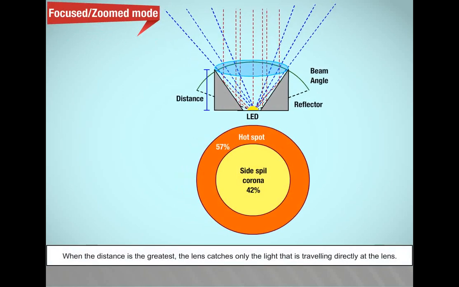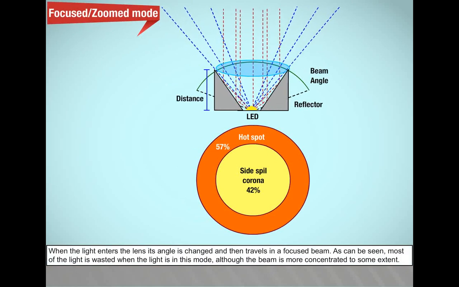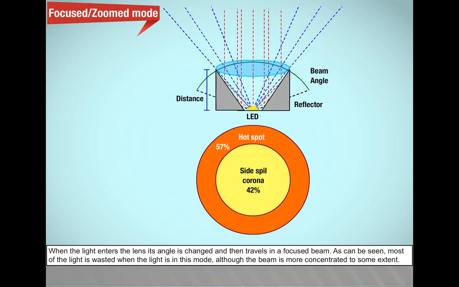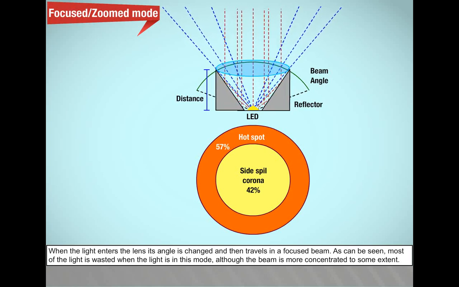When the distance is the greatest, the lens catches only the light that is traveling directly at the lens. When the light enters the lens, its angle is changed and then travels in a focused beam. As can be seen, most of the light is wasted when the light is in this mode, although the beam is more concentrated to some extent.